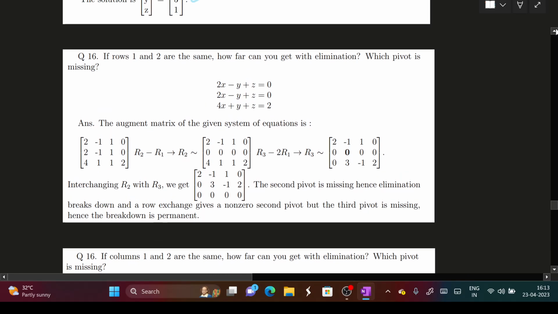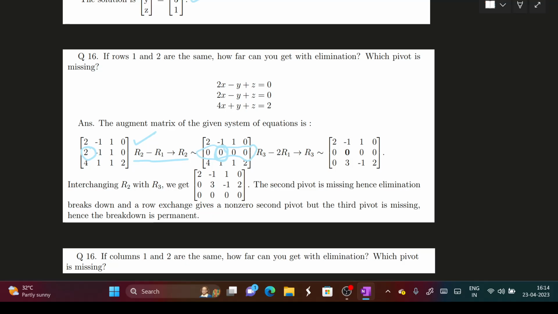So here the question is, if rows 1 and 2 are the same, how far can you get with elimination? Which pivot is missing? Observe here, the corresponding augmented matrix can be written in this format. So here, to eliminate this variable, what we have to do? R2 minus R1 is stored in R2. Then, as my first row is equal to second row, first equation equal to second equation, the whole second row is missing.